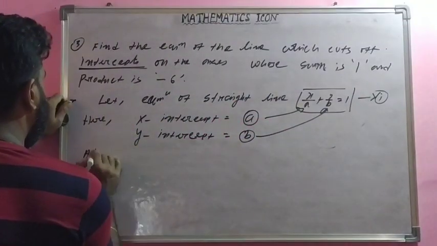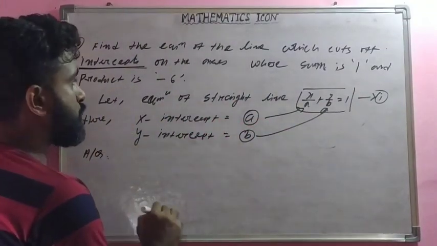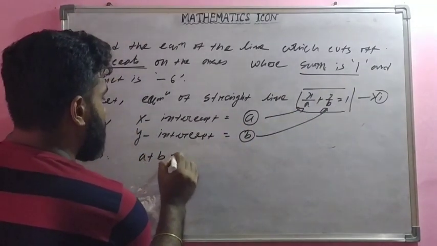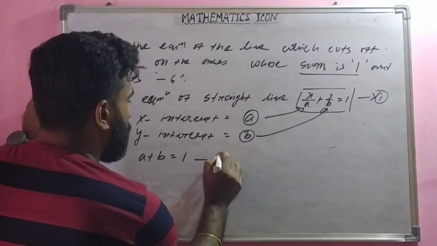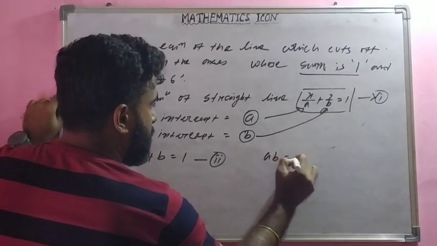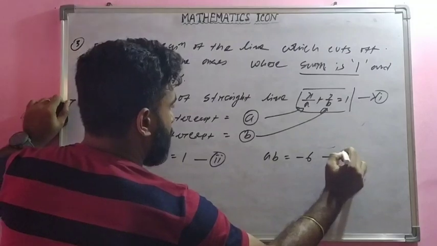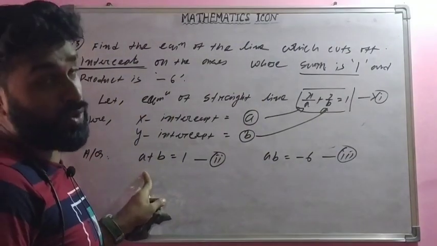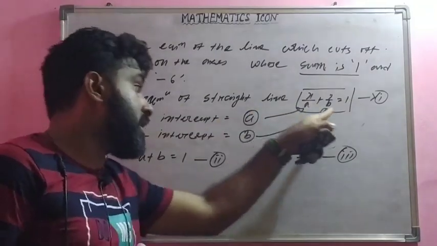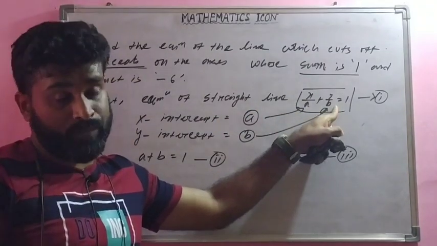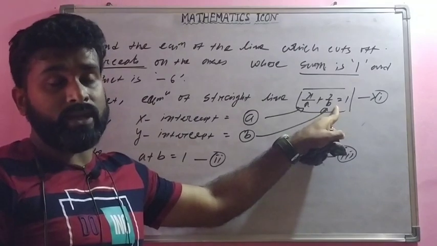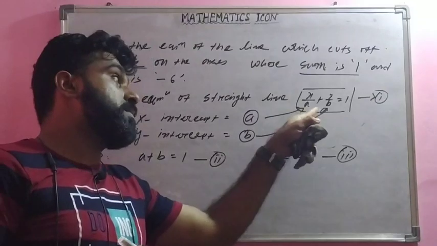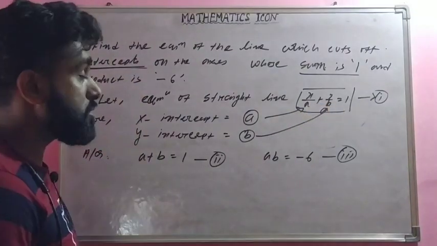Here according to the question, sum of the intercepts, that means a plus b equals to 1. It is your equation number 2. Product is, that means ab equals to -6. It is your equation number 3. Now you need to find the values of a and b so that you can get the final straight line equation. That is our assumption actually. Just find the a and b values, and the same values should be placed here. After that I think the final equation will be discovered.